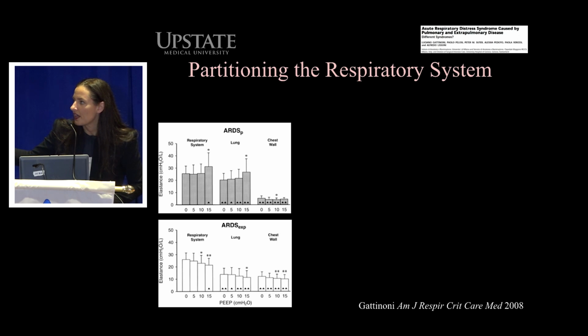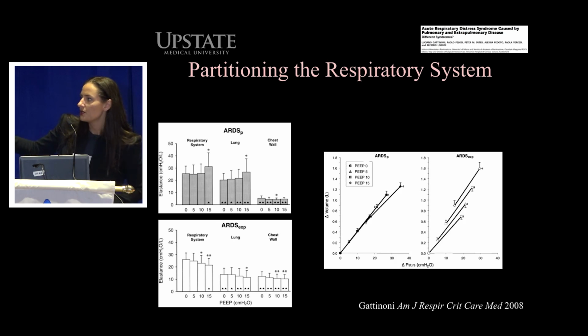In extrapulmonary ARDS, we see that the respiratory system elastance is similarly high. The lung elastance is also high, but in this case, we also have an increase in our chest wall elastance. So part of the injury in extrapulmonary ARDS really is this chest wall elastance. And what they wanted to do was really try to figure out how these two groups of individuals responded differently to PEEP recruitment maneuvers.